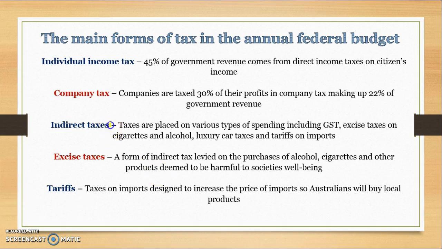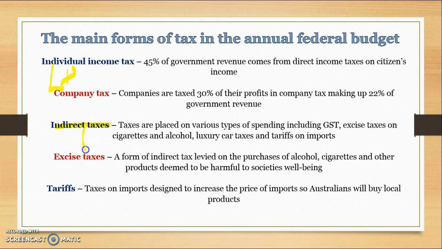The difference between indirect taxes and these two, which are referred to as direct taxes, is that indirect taxes you pay when you buy things, whereas the first two you're paying on your income. So indirect taxes are taxes placed on various types of spending. So we pay tax when we pay the GST on goods and services. We pay excise taxes on cigarettes and alcohol to try and deter consumption of those products because they're bad for society. There's luxury car taxes. There's also tariffs on imports, which I'll talk about in a second.